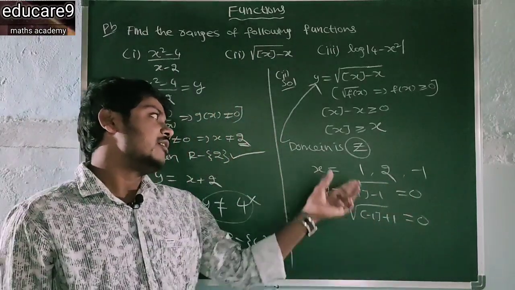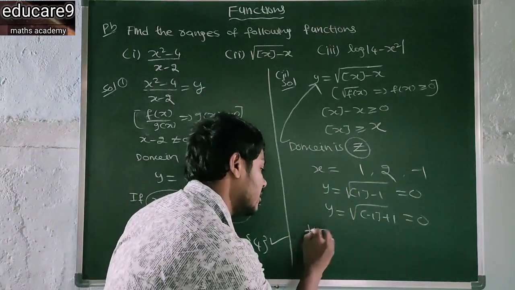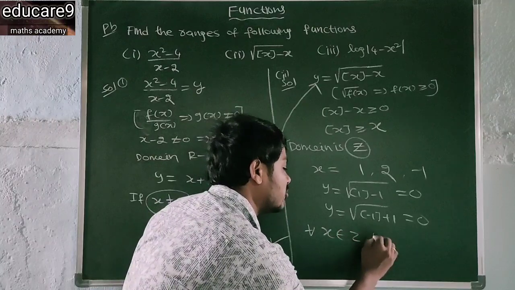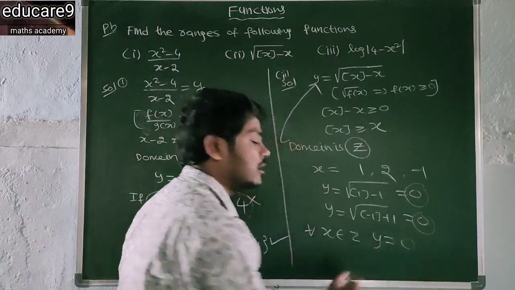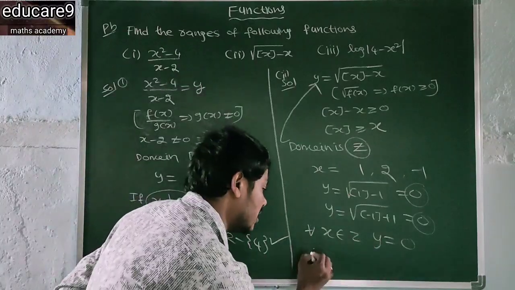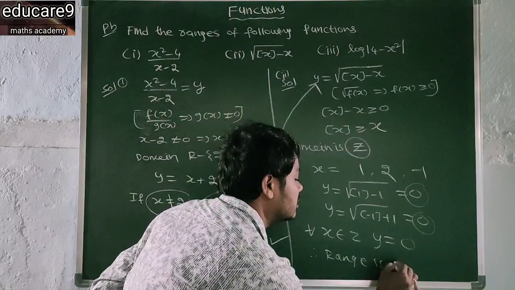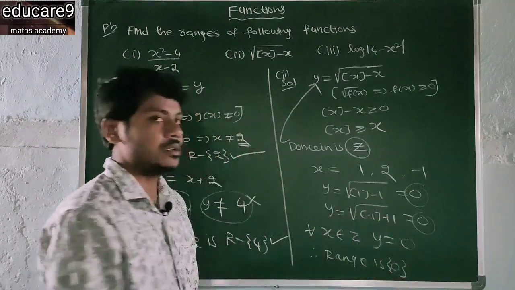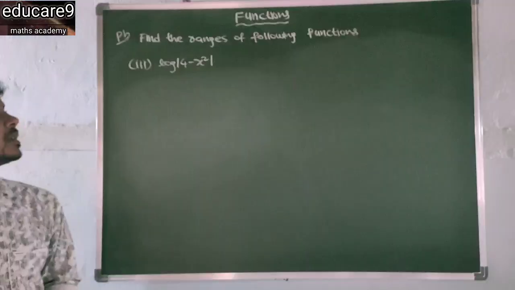So clearly, for every x belonging to Z, what is the y value? The outcome is 0 only. So clearly, what are the outcome values? Range. So therefore, the range is 0. So this is the domain and the range of the given function.